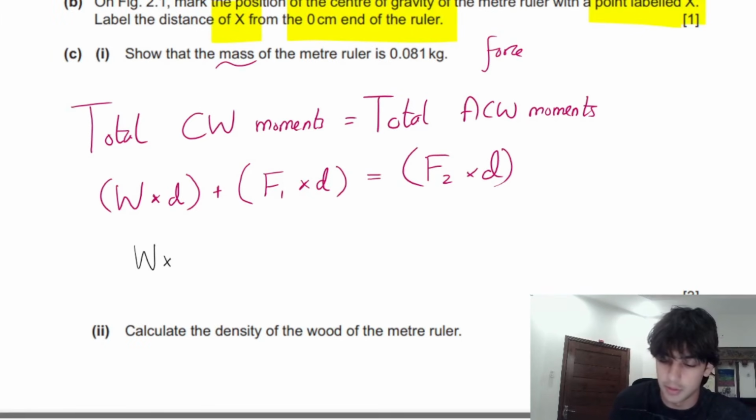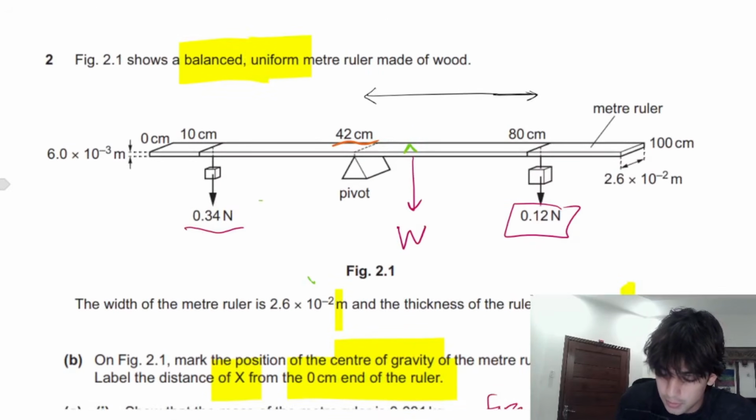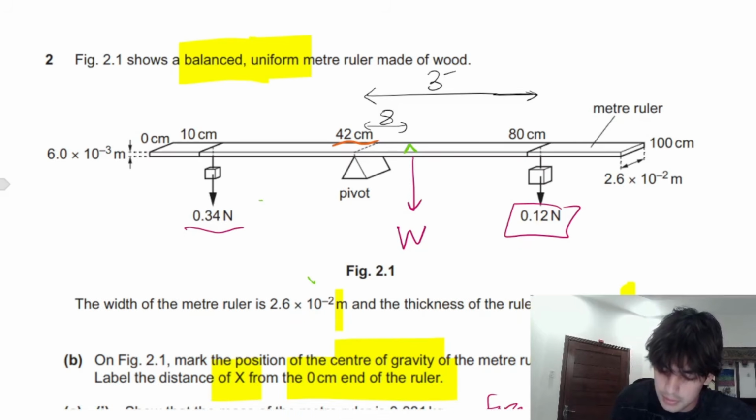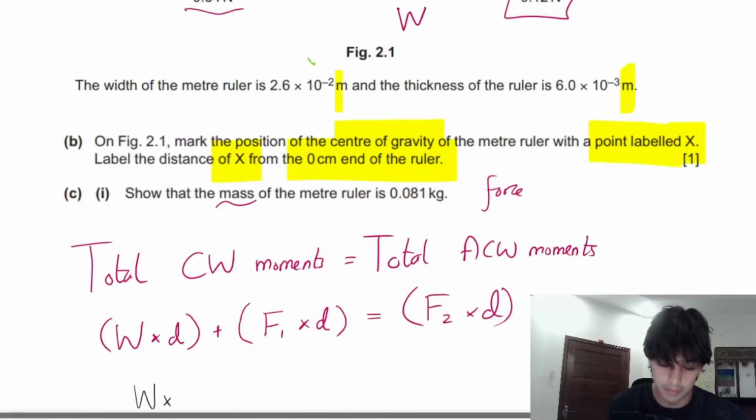was 8 centimeters. Now, if you look back, you can see that the distances are as follows. The pivot is at 42, the weight is at 50, so the difference between them will be 8. The pivot is at 42, this force over here is at 80, so the difference should be around 38. And then over here, the difference from the 0.34 Newton force and the pivot should be 32. But again, these are all centimeters, so we should convert them into meters by dividing them by 100.